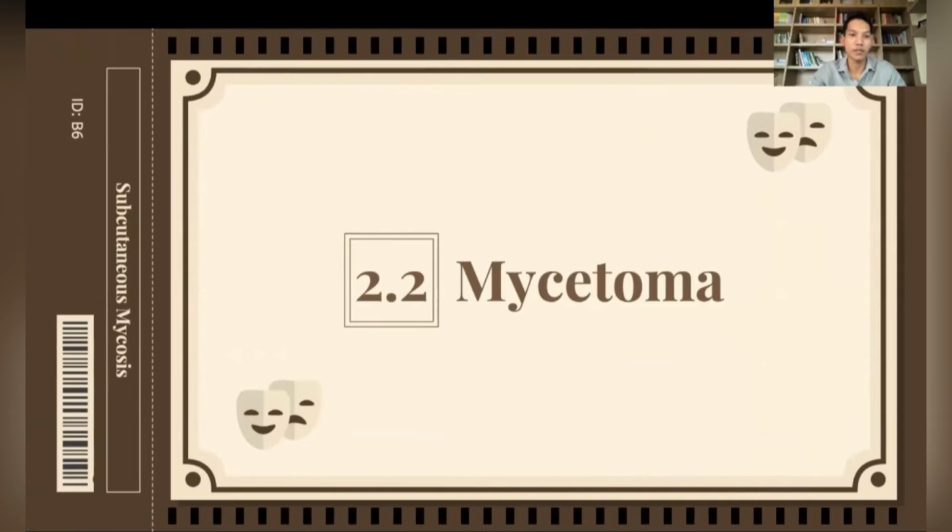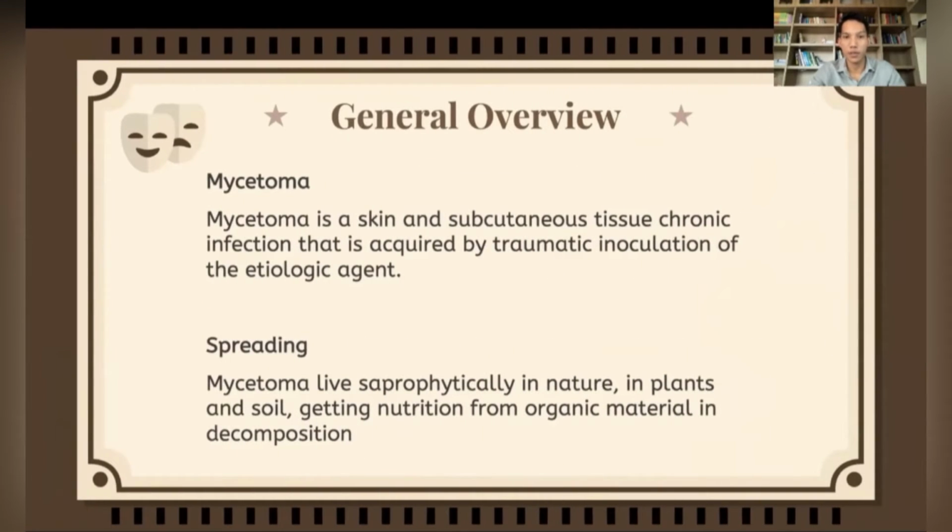So the first classification of subcutaneous mycosis is mycetoma. And now I will give you the general overview of mycetoma. Mycetoma is a chronic infection of the skin and subcutaneous tissue that is acquired by traumatic inoculation of the etiologic agent.